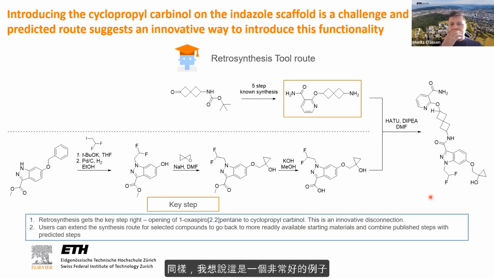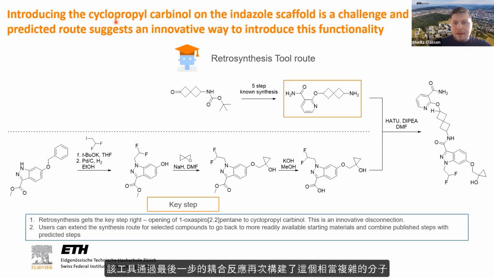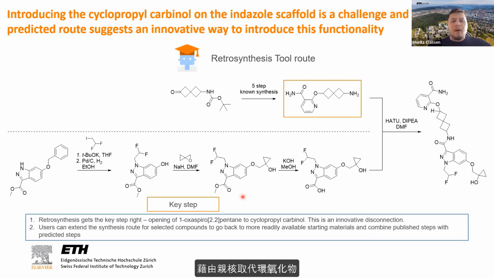Again, this I would say is a very nice example here. We can see, and I'm just showing the retrosynthesis tool route here at the moment, that the tool constructs this again rather complex molecule through a late stage coupling reaction. We see a very nice construction of this cyclopropanol moiety here through a nucleophilic opening of an epoxide, in order to quickly construct both of our fragments here, especially the lower one.